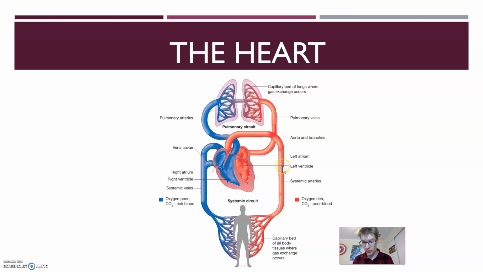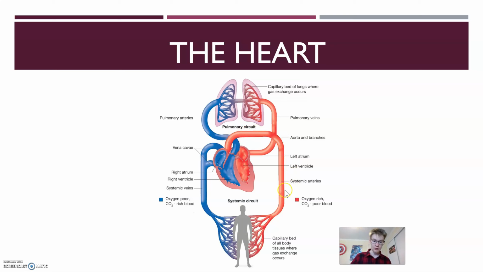It goes out through another special artery called the aorta. The aorta is our biggest main artery, and that branches off into a whole lot of other little arteries. So we have a few names that you have to remember: the pulmonary vein that goes to the left atrium, to the left ventricle, and then out through the aorta.